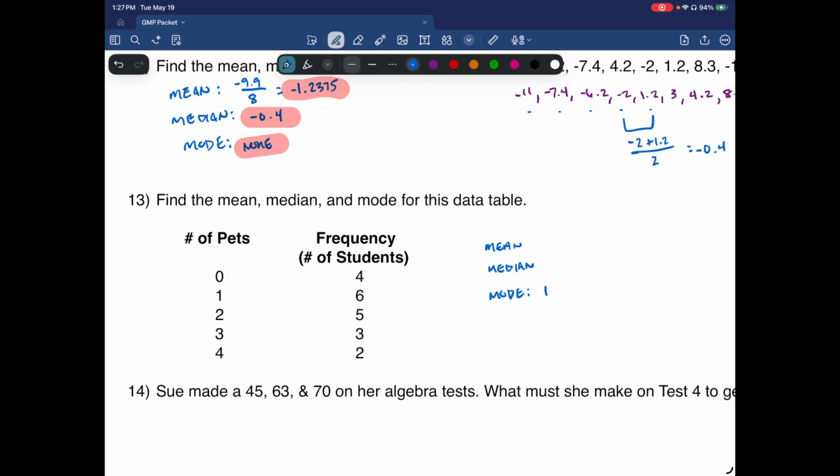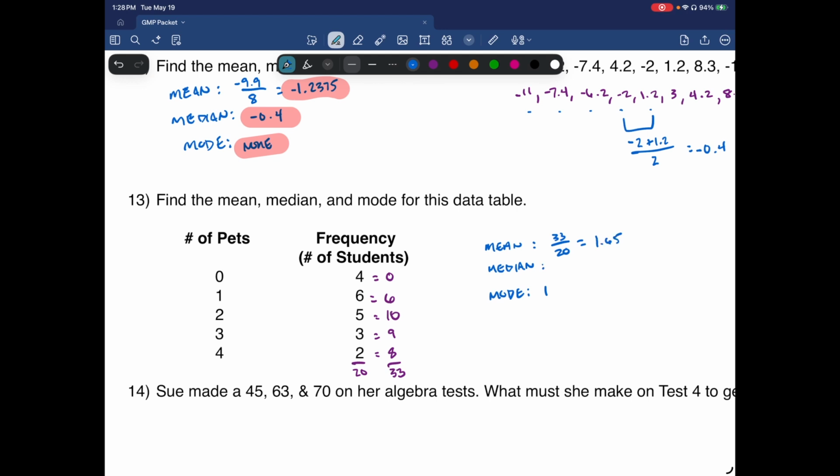All right, here's a quick and dirty way of doing this. There are 0 4s. There are 6 1s, so I can do that. There are 5 2s, so 2 times 5 is 10. There are 3 3s, so 3 times 3 is 9. And there are 2 4s, so 2 times 4 is 8. If you add up the number of students, you get 20. Okay, so if I add up all these numbers, you get 33. So 33 over 20 will give me my mean, and that's going to be 1.65.